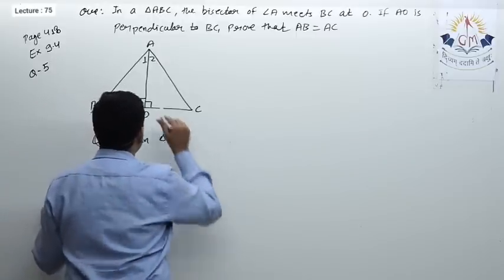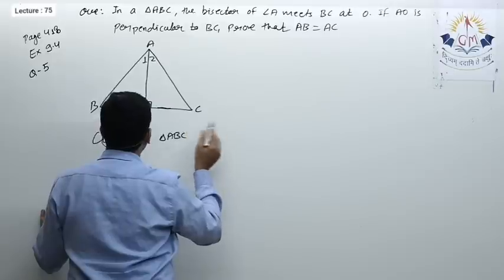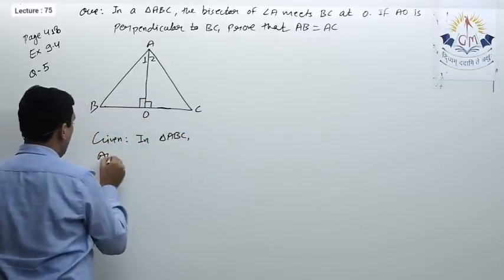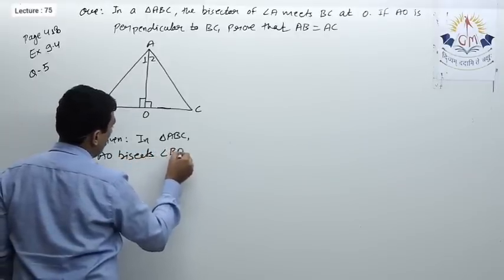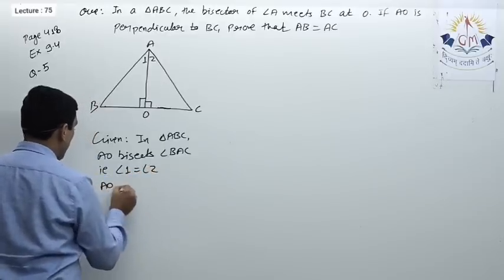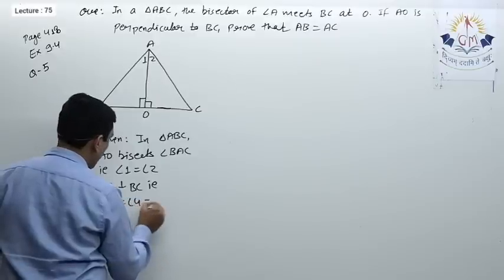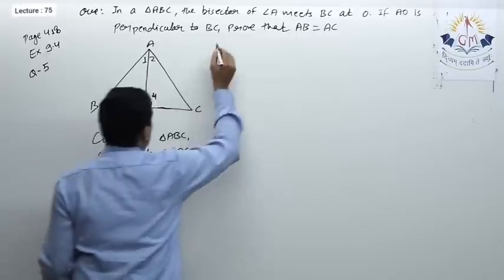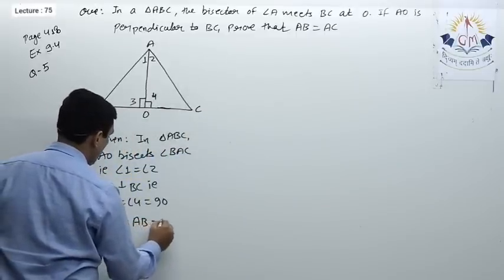So in triangle ABC, AO bisects angle BAC, that is angle 1 is equal to angle 2. AO is perpendicular to BC, that is angle 3 is equal to angle 4 is equal to 90 degrees. Let this be 3, let this be 4. Now what we have to prove? To prove AB is equal to AC.